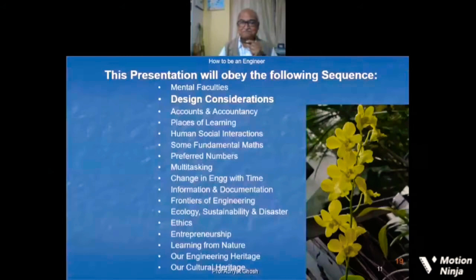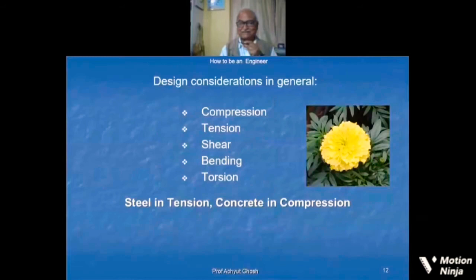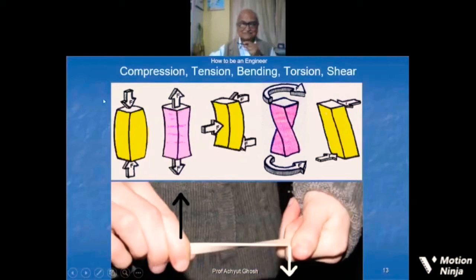Now, we'll come to the next stage: design consideration. This part is what is taught to you in the engineering colleges. It's basically compression, tension, shear, bending and torsion. This part is a little bit difficult. We have a fundamental concept: steel in tension, concrete in compression. Tension, bending.